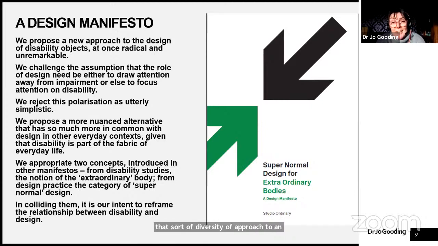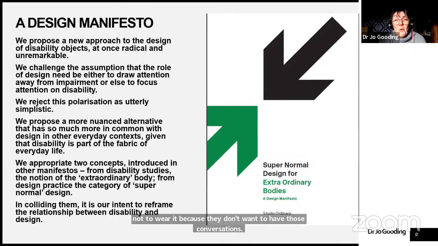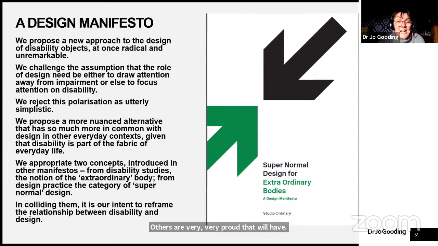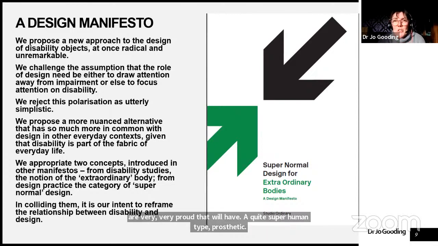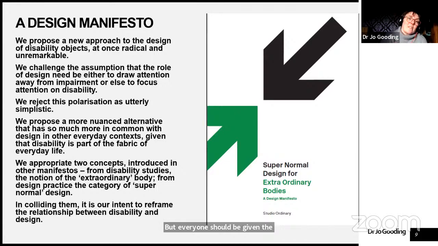Some people with prosthesis might choose not to wear it because they don't want to have those conversations. Others are very, very proud. They'll have a quite superhuman type prosthetic. But everyone should be given the opportunity to have a prosthesis that actually represents them. So yeah, these two concepts: supernormal design is a design philosophy, and extraordinary bodies is from disability studies. So we're colliding those to reframe how we talk about disability objects.